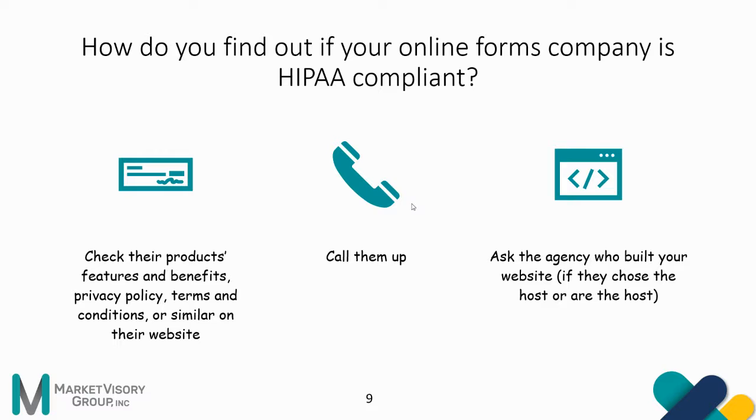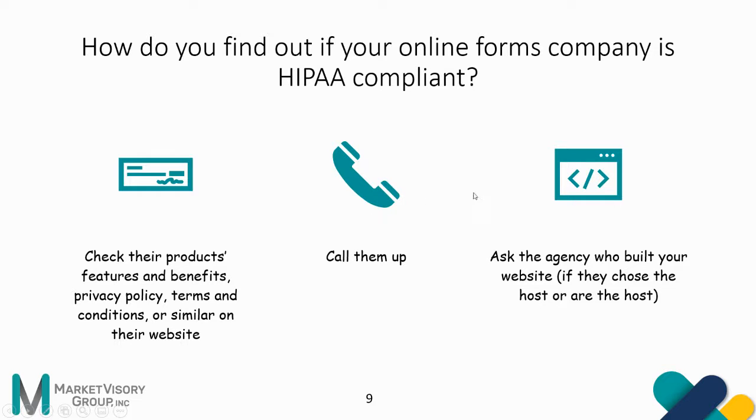Okay, how do you find out if the forms company you're using is already HIPAA compliant? If you're going to do it on your own, start easy. Go to the website, go to the homepage, scroll down to the bottom, look for their privacy policy or their terms and conditions or both. Click on them, open it up, and scan. You're looking for the words HIPAA compliant or HIPAA. And if they say they are, great. If they don't, then you're still not sure.